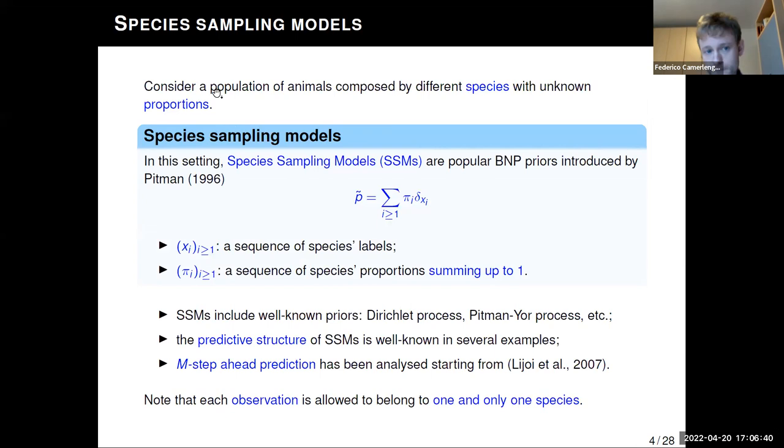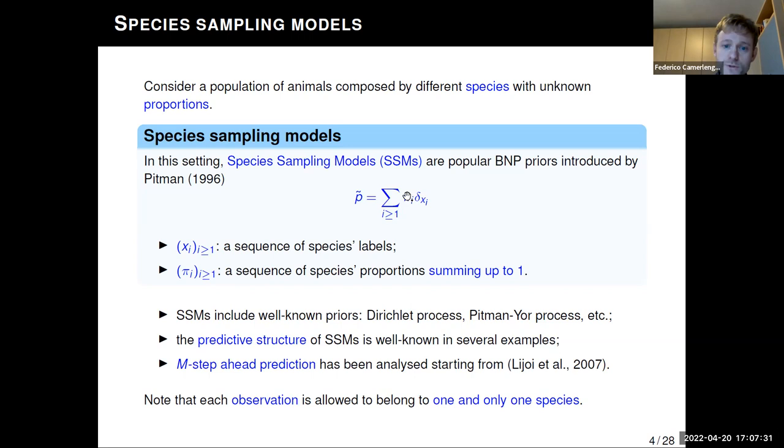Now, in order to recall the setting of species, in the species setting, you typically deal with a population of animals which are composed by different species with unknown proportions. And in the species setting, a suitable class of Bayesian nonparametric priors has been introduced by Pitman. This is the class of species sampling models. What is a species sampling model? A species sampling model is nothing but a random probability measure like this, which is the sum of random jumps at random locations. The locations represent the species labels, while the random proportions represent the species proportions, and these random proportions sum up to one.